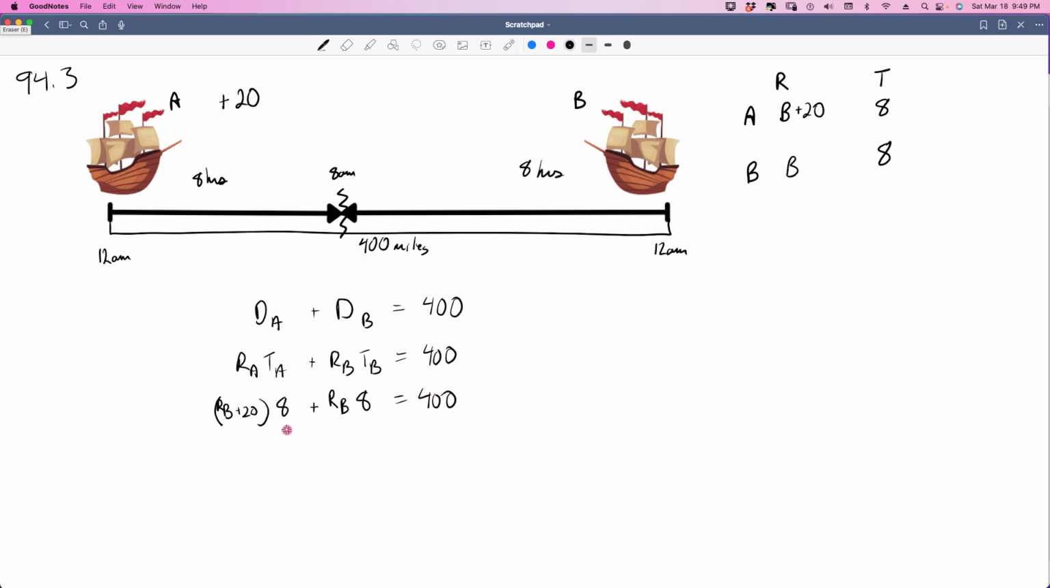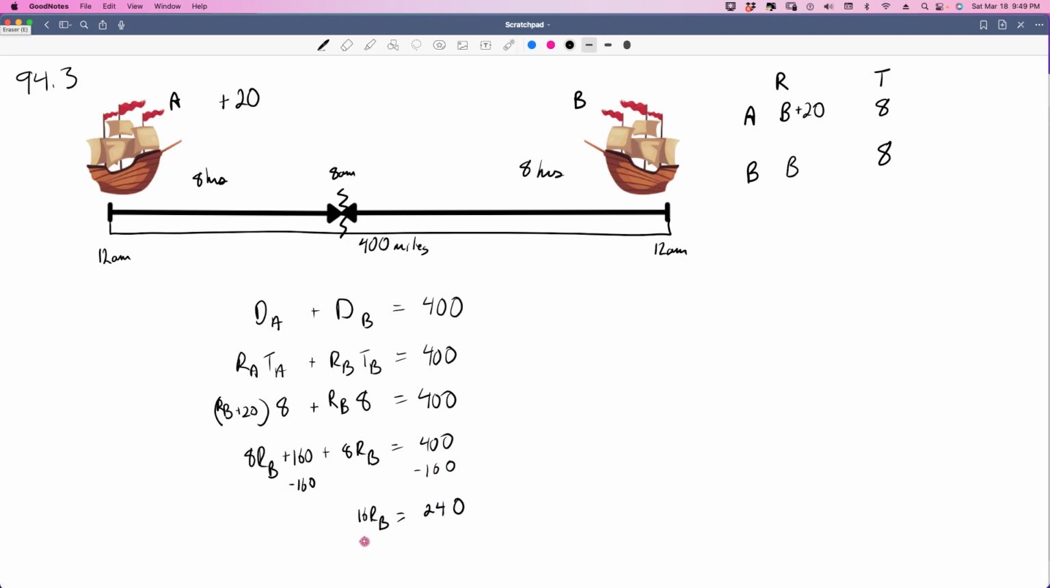So now we can do some distribution. 8 times the rate of B would be 8 times the rate of B, obviously, and 8 times 20 would be 200. Is that right? No. That'd be 160. Plus 8 times the rate of B is equal to 400. So now we're going to get like terms together and subtract so we can get all the variables on one side. So subtract 160 from both sides and add these two variables together. So it's 16 times the rate of B is equal to 240, because 400 minus 160 is 240.